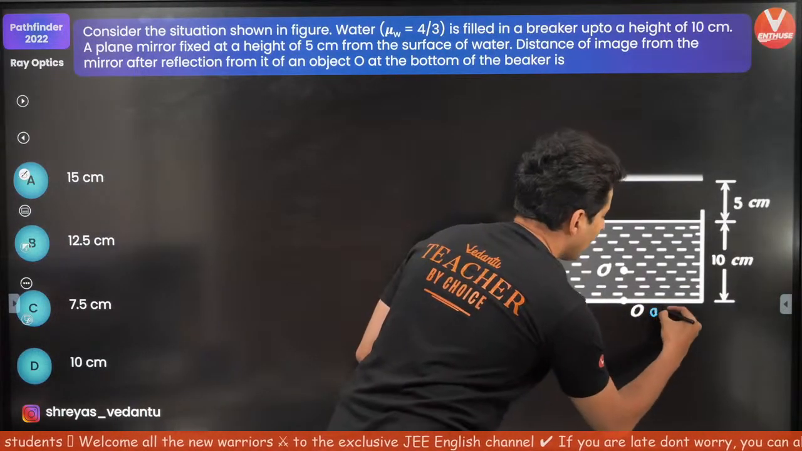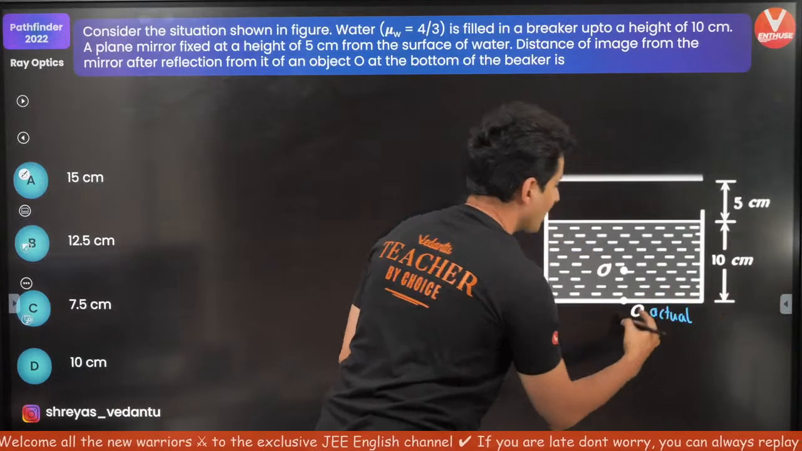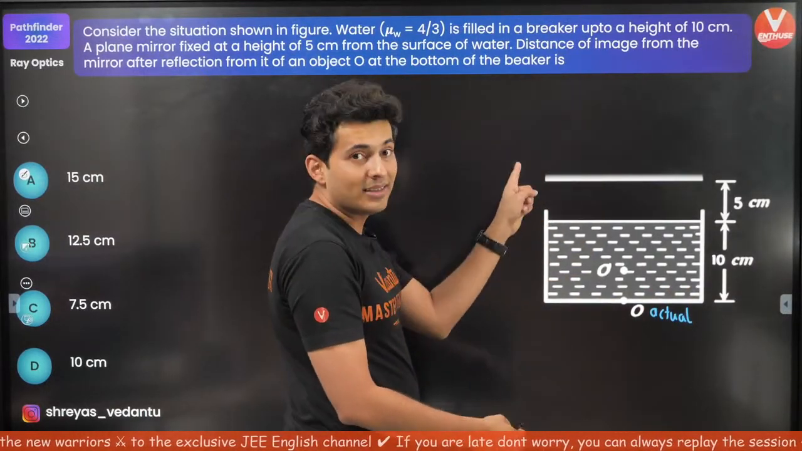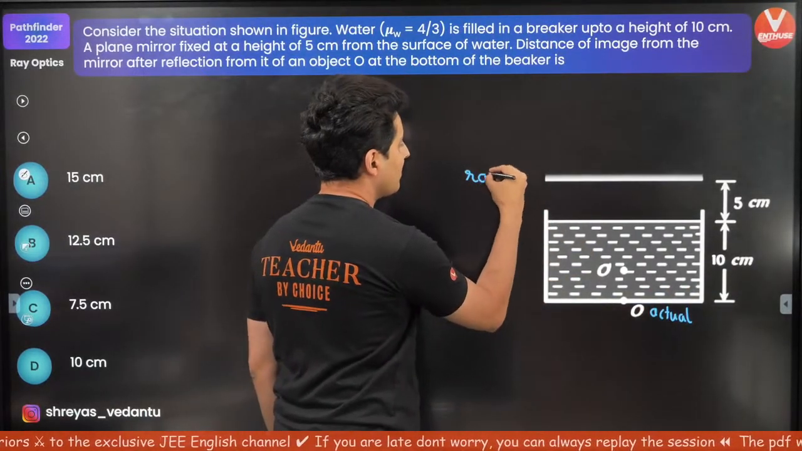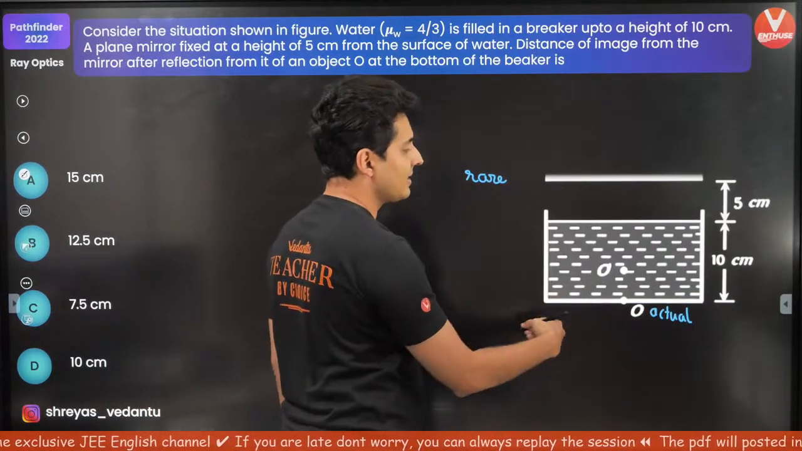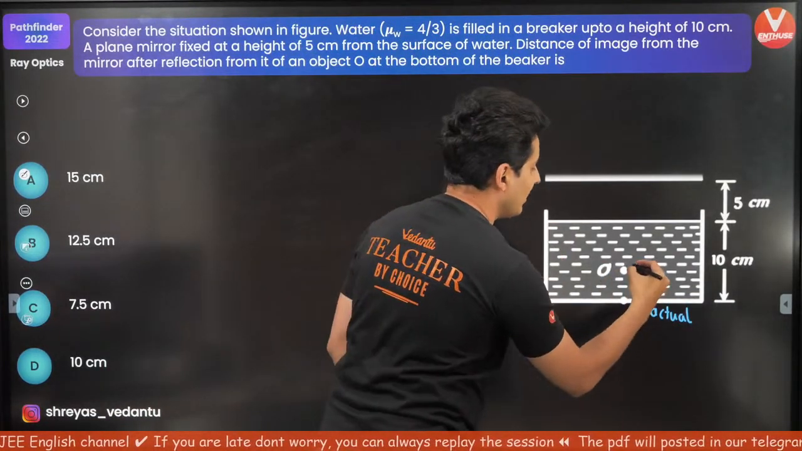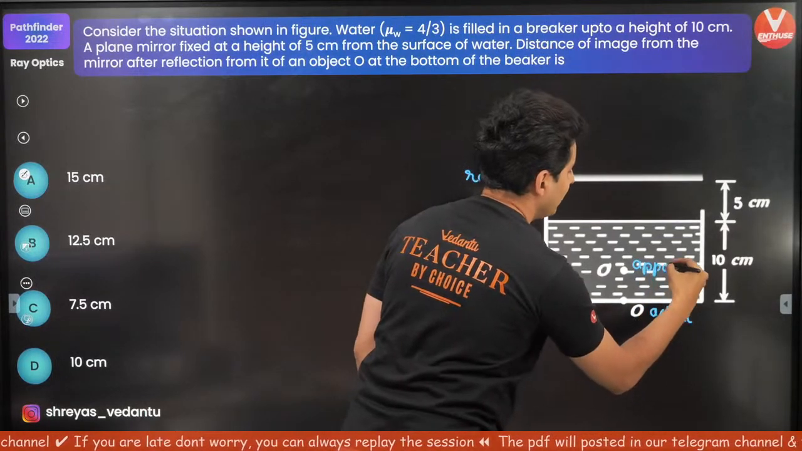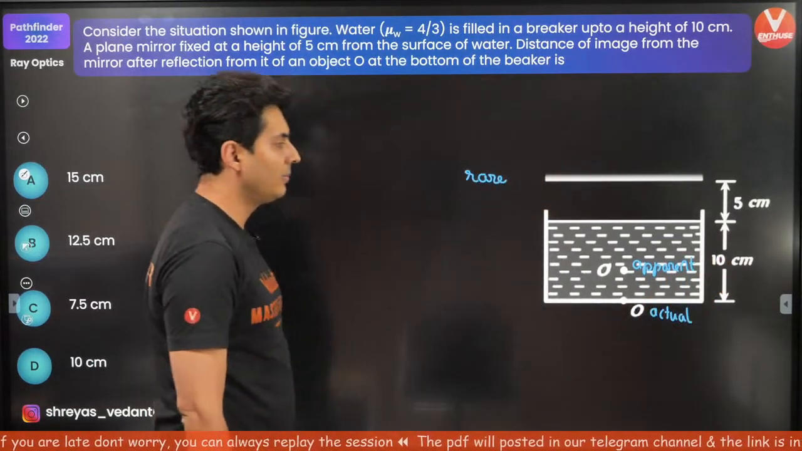This is the actual position of the object. But what the mirror will see, because you are in the rarer medium, is this object somewhere over here. This will be the apparent position.